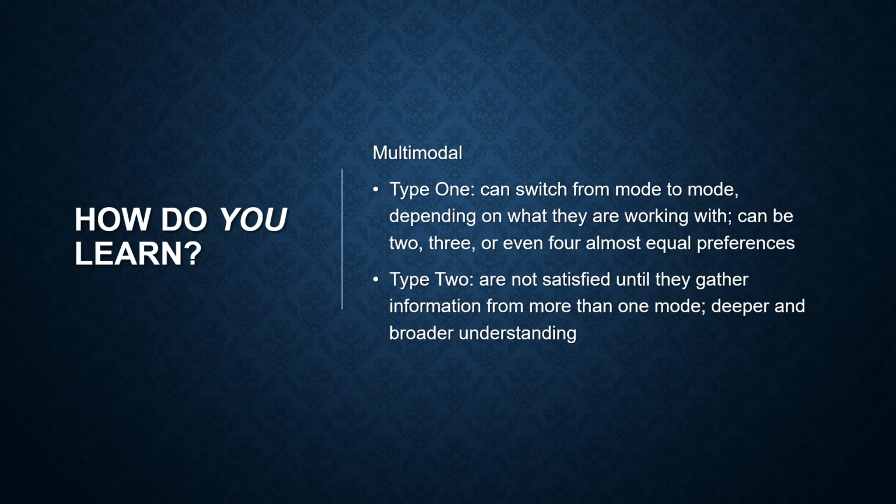Occasionally, we will see a student who excels in more than one learning style. This student can be Type 1, which can switch from mode to mode depending on what they're working with. They can excel at 2, 3, or even 4 almost equal preferences. This type almost always excels in the classroom. Type 2 are not satisfied until they gather information from more than one mode, creating a deeper and broader understanding.